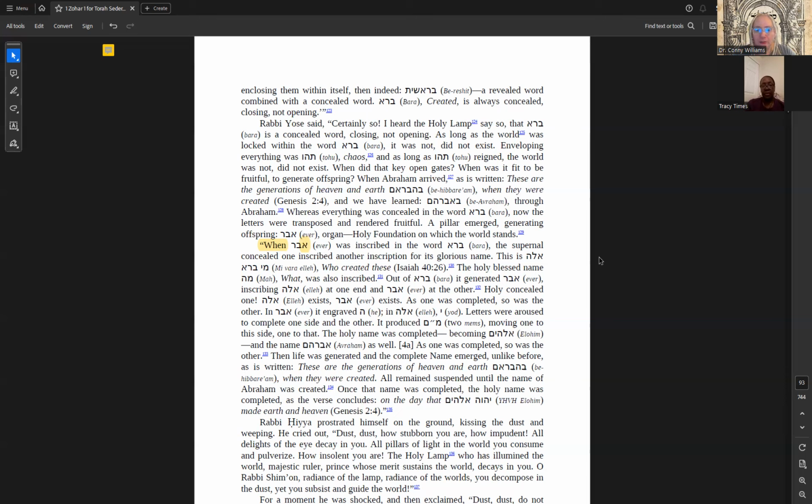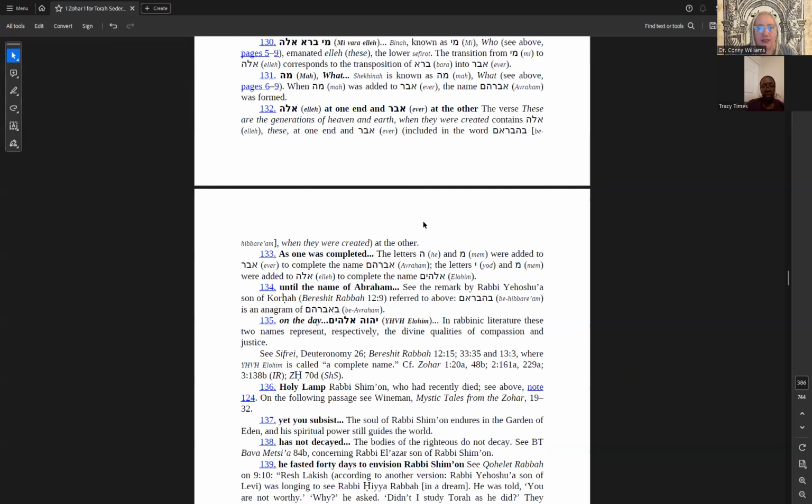All right, moving on. The supernal concealed one inscribed another inscription for its glorious name. This is Ele. Mi vera Ele. Who created these? And that comes out of Isaiah 40:26. Let's click on the note.